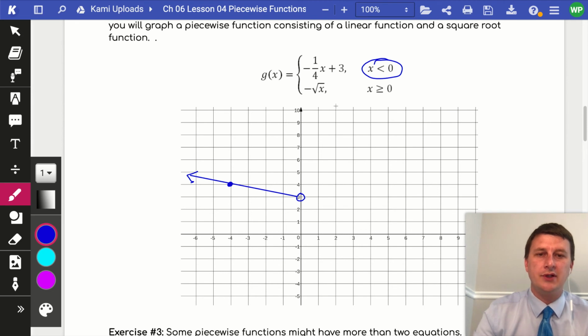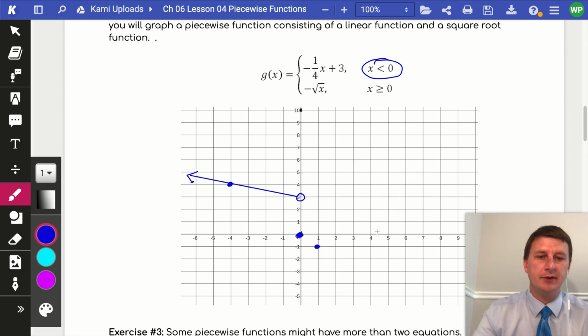Now we want to graph the square root part of the function, where x is greater than or equal to 0. So now we're equal to 0, so now we're definitely safe putting a closed circle. And that closed circle is going to go at 0, 0. And now we're going to do the square root of 1 is 1, but multiplied by a negative is going to be negative 1. Square root of 2 is irrational.